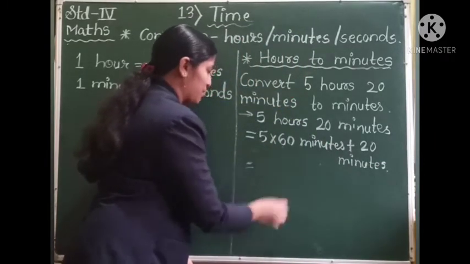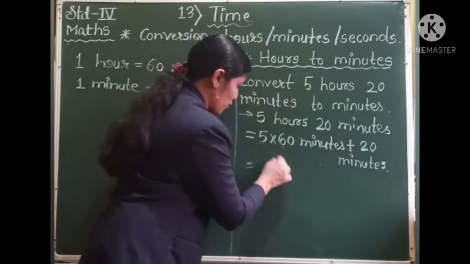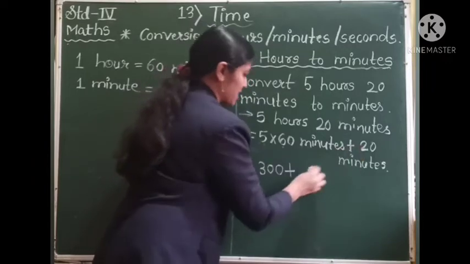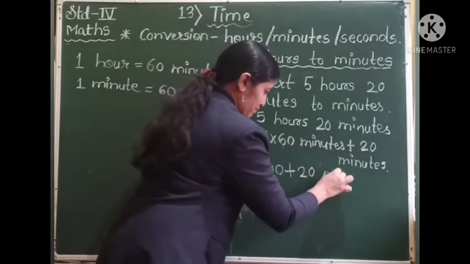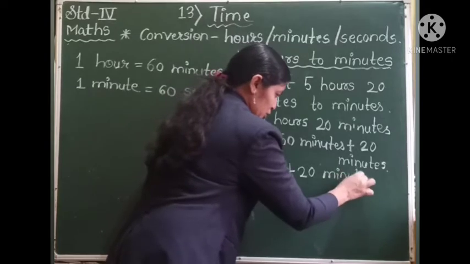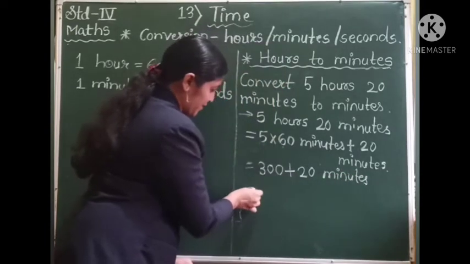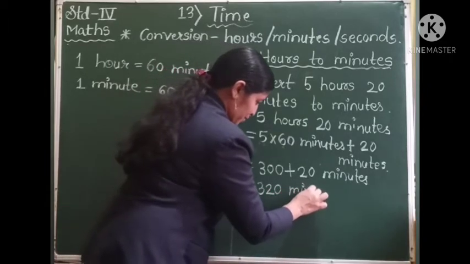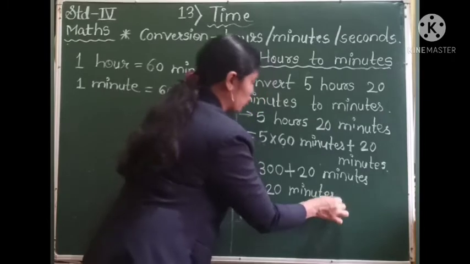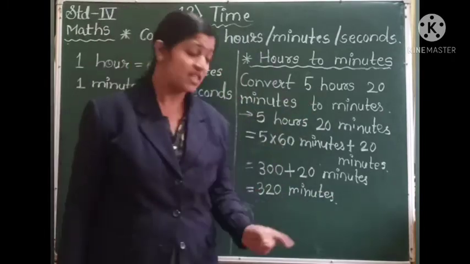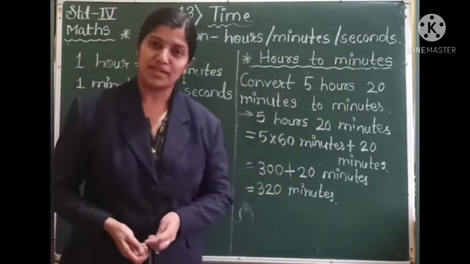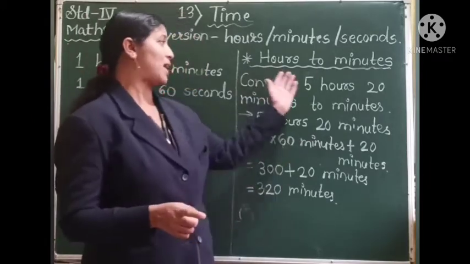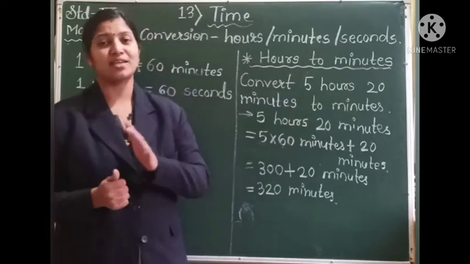Now let us solve this multiplication. 5 into 0 is 0. 5 6s are 30. So these are 300 minutes plus these 20 minutes. So when we add, we get 320 minutes. So the answer to 5 hours 20 minutes is 320 minutes. In this same way, you can solve the sums that are given on conversion from hours to minutes in your exercise number 4.